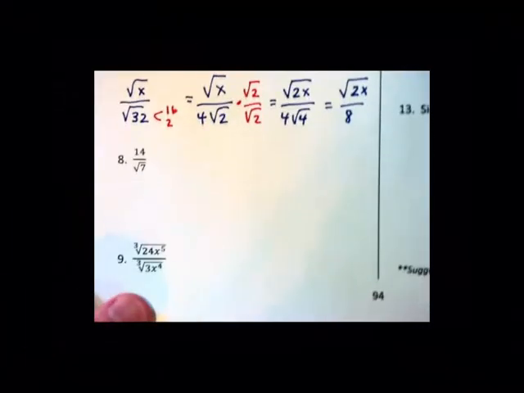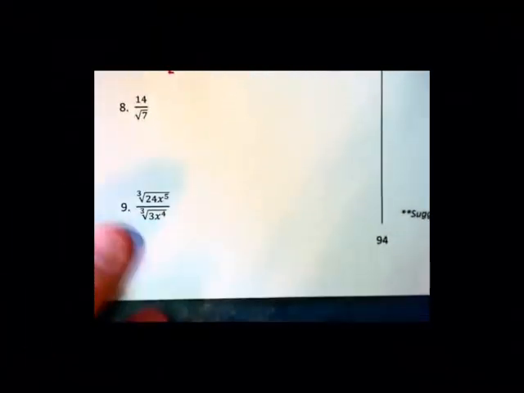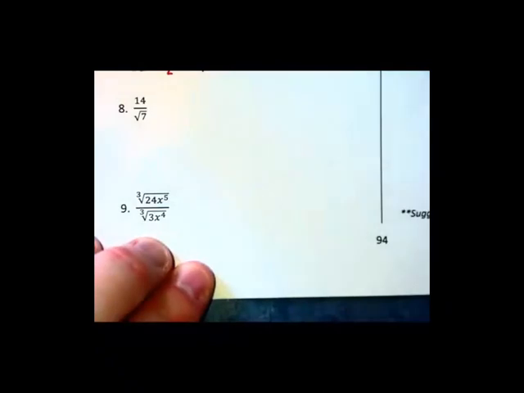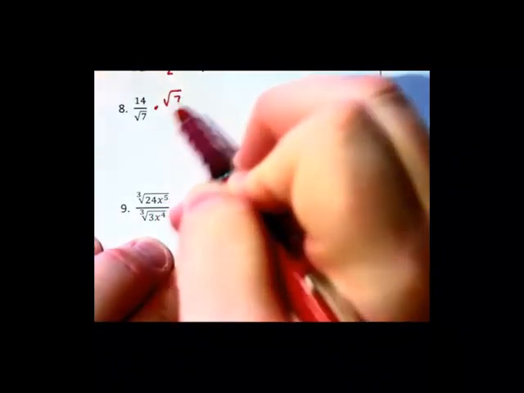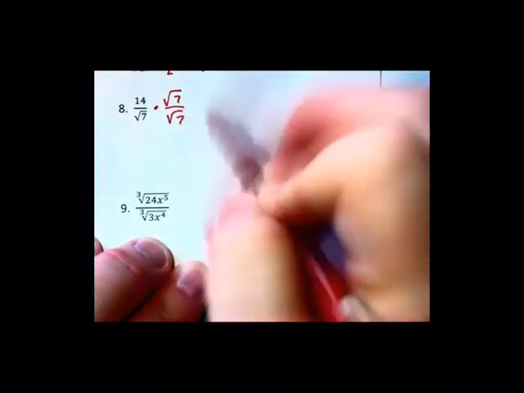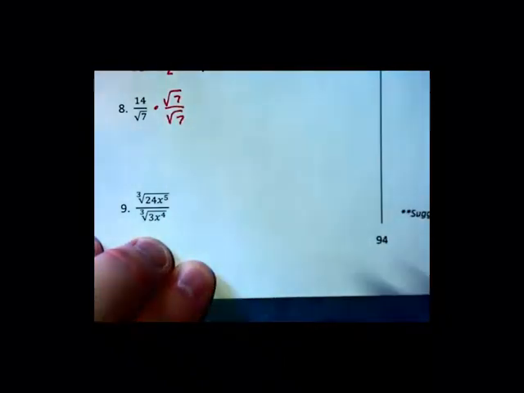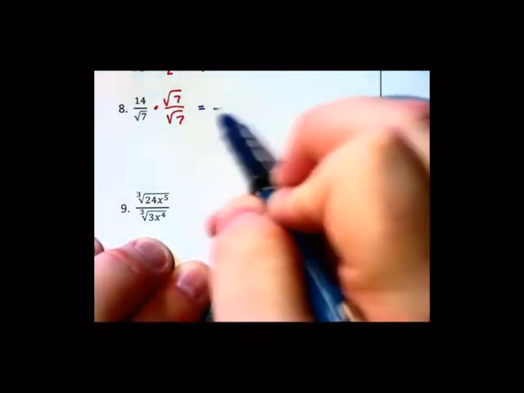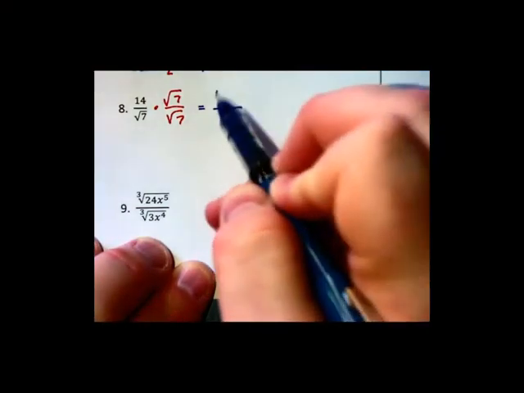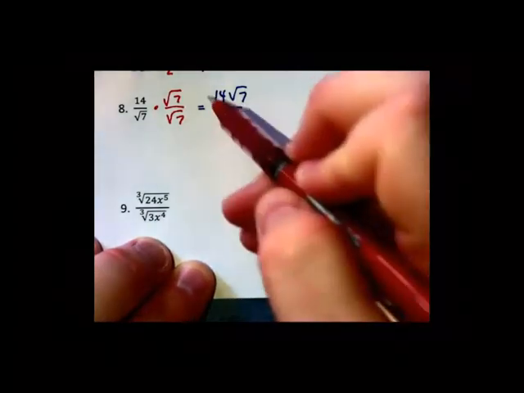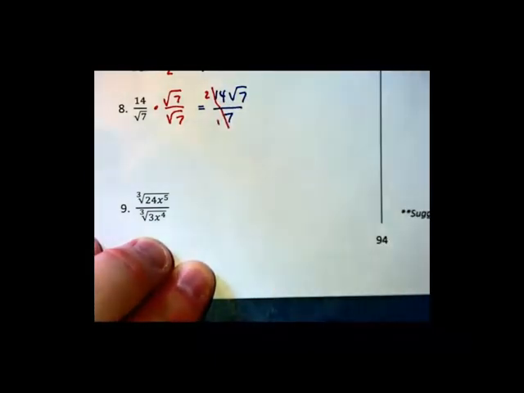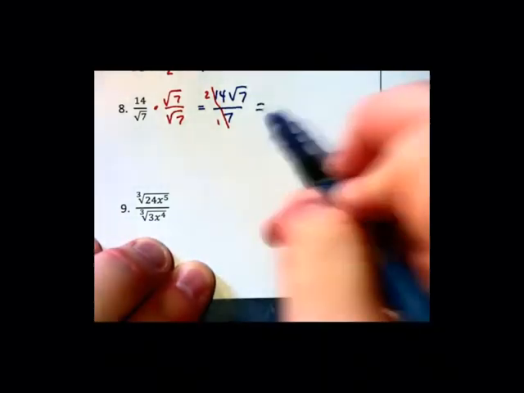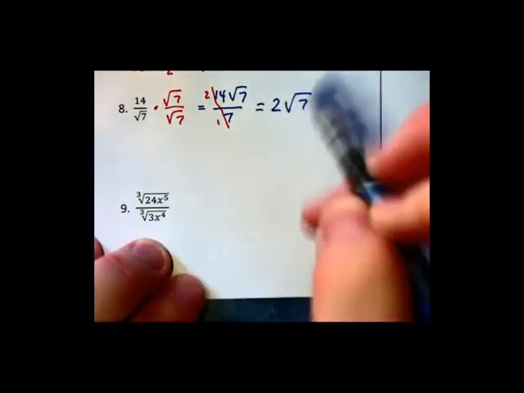Number 8, 14 over root 7. The 14 and the root 7 do not cancel, so we're going to jump straight to multiplying by root 7 over root 7. Down below, root 7 times root 7 is whole number 7, and we have 14 root 7 up above. The 14 and the 7 are both outside of radicals, so they can be canceled with each other, and we have a final answer of 2 root 7.